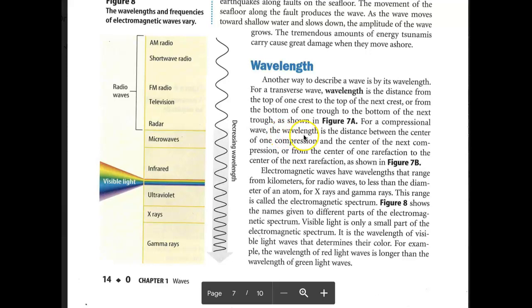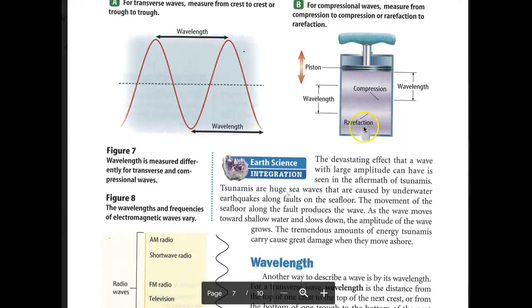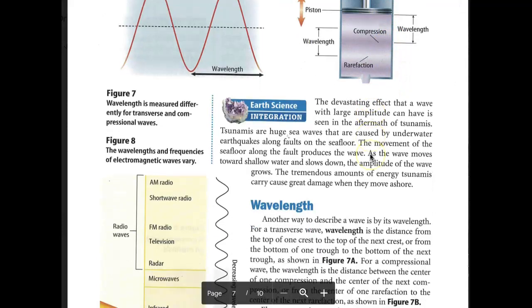For a compressional wave, the wavelength is the distance between the center of one compression and the center of the next compression, or from the center of a rarefaction to the center of the next one, shown in figure B. It's hard to see in this example, but this light area to the other light area is the length of one compressional wave as you use this thing to push the air together. Or it's from the darker band to the next darker band here.